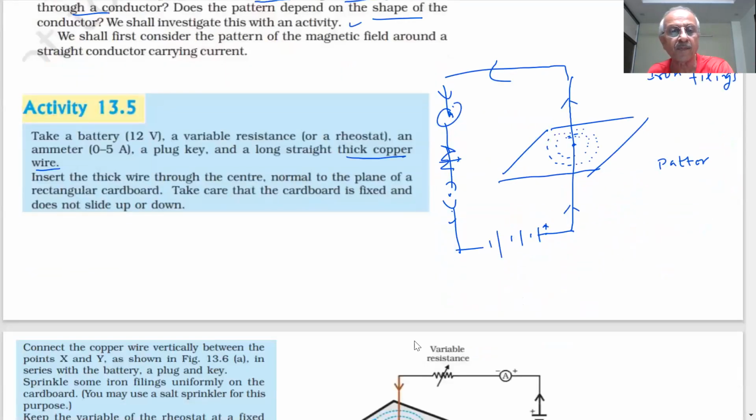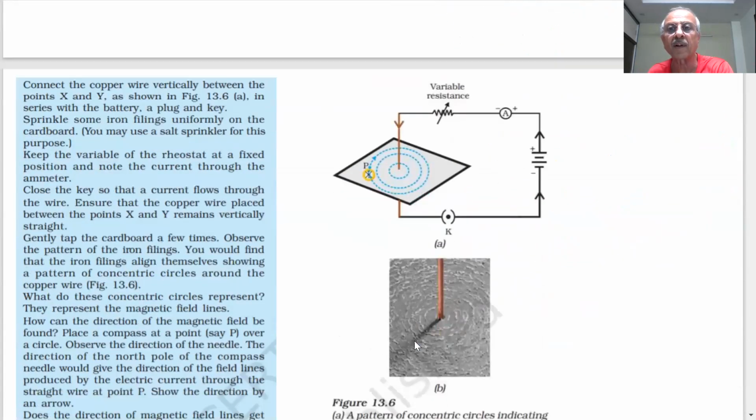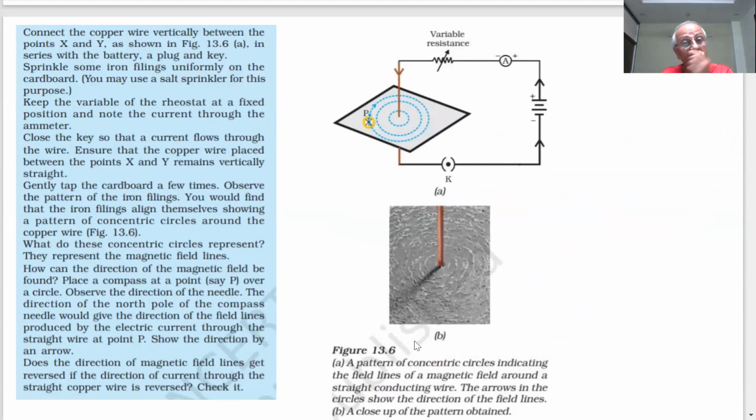Okay, let us see what is happening. See, this is the experiment. This is our metallic conductor. Here the current is flowing in this direction. This is our battery, positive, negative. This is the direction of the current. This is a cardboard. This is the copper wire. This is a key. Connect the copper wire vertically between points X and Y.